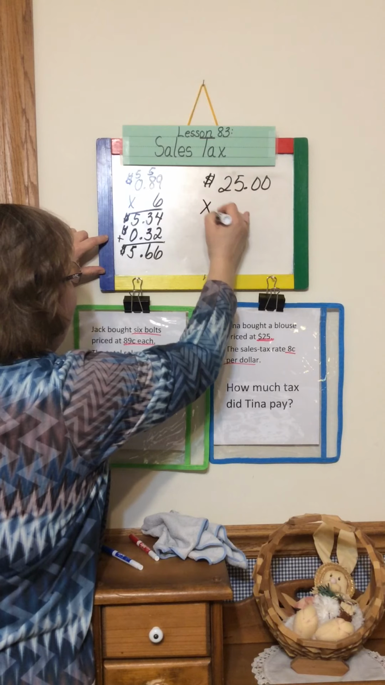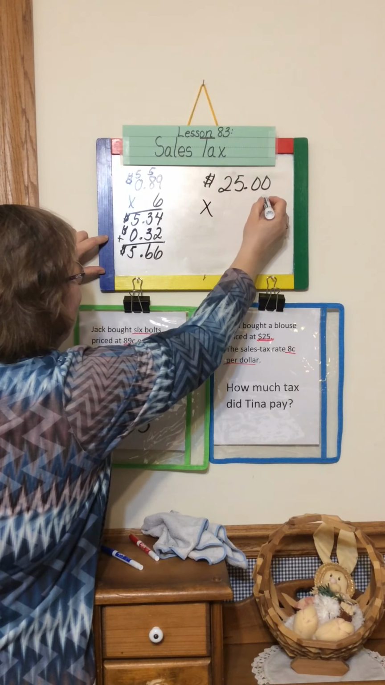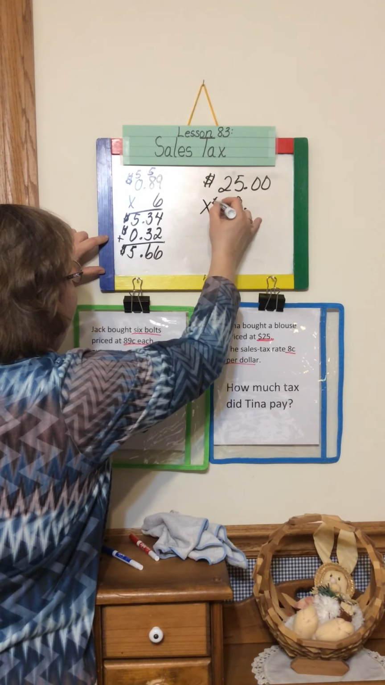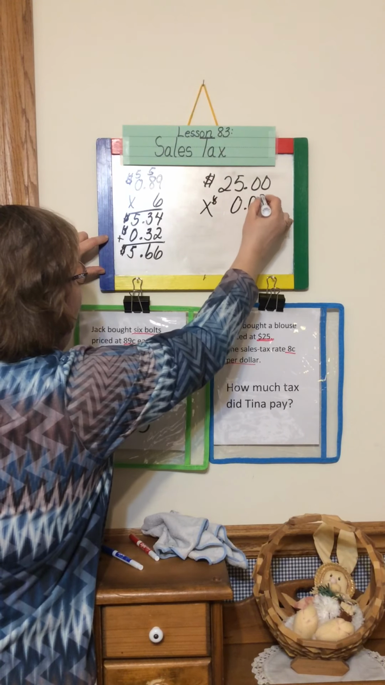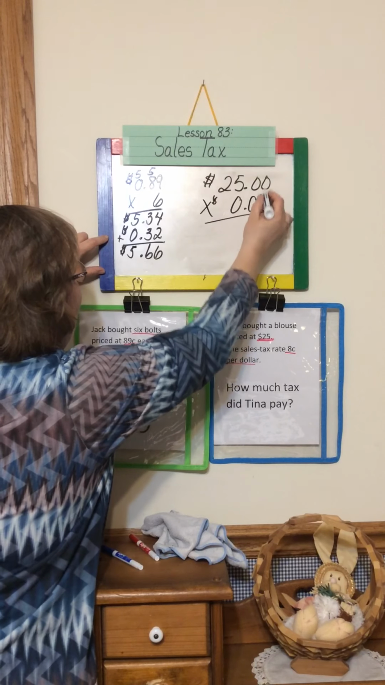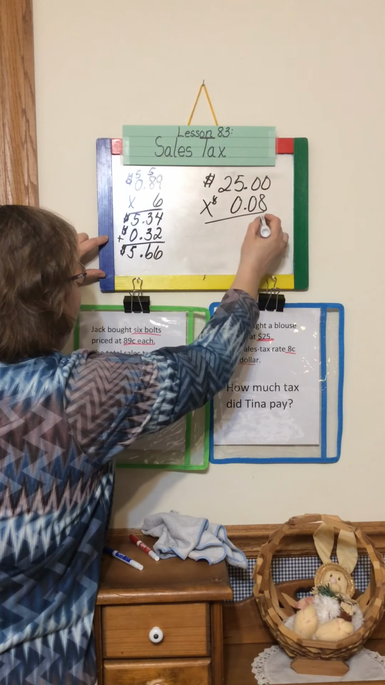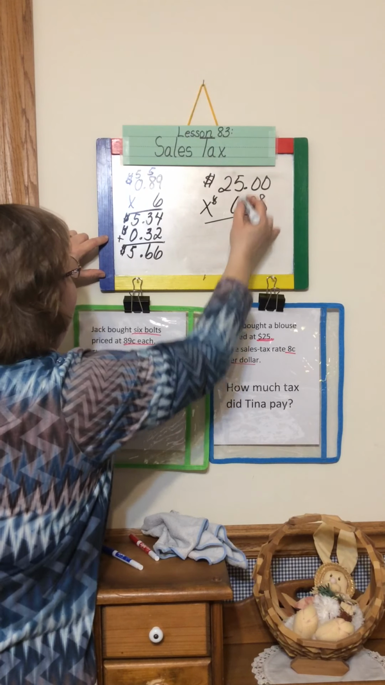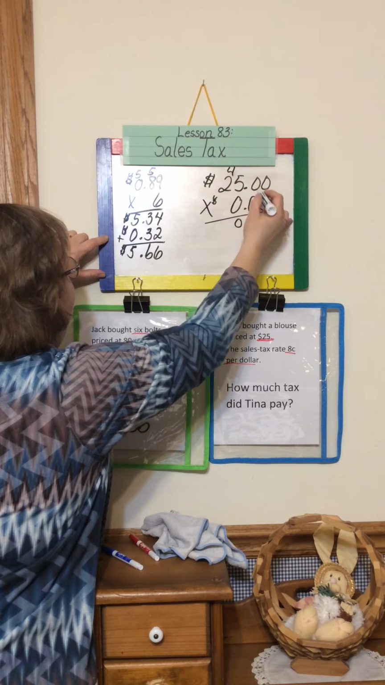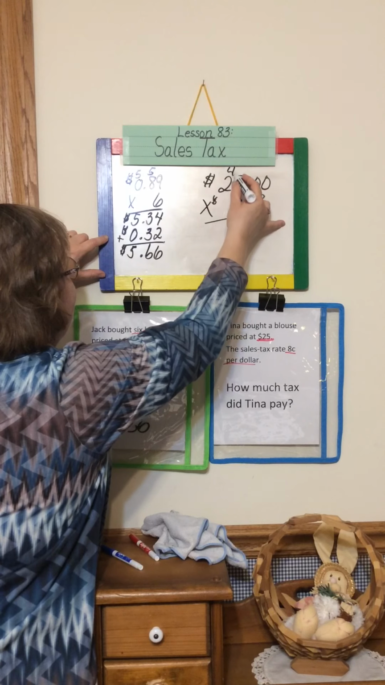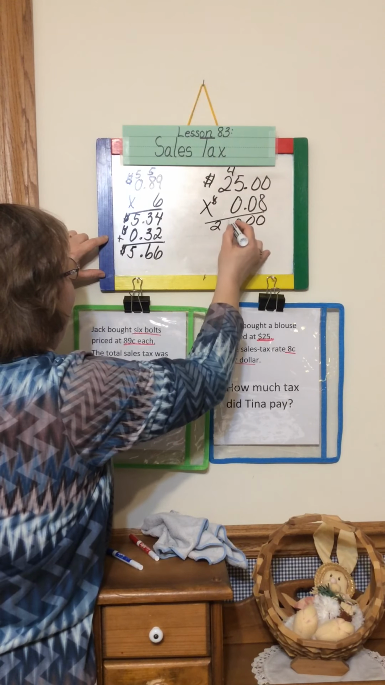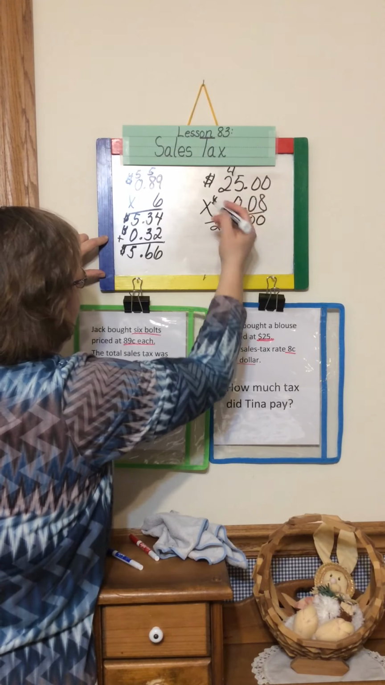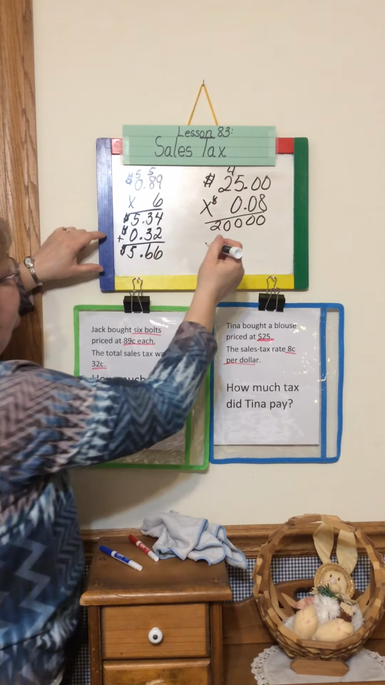Now when we multiply 8 cents, remember we're going to make 8 cents into a dollar amount. So we're going to do 0.08 is 8 cents. And 8 times 0, 0. 8 times 5 is 40. So we're going to put that over there. 8 times 2 is 16 plus 4 is 20. And then these things would all be 0, 0 times would all be 0, right?